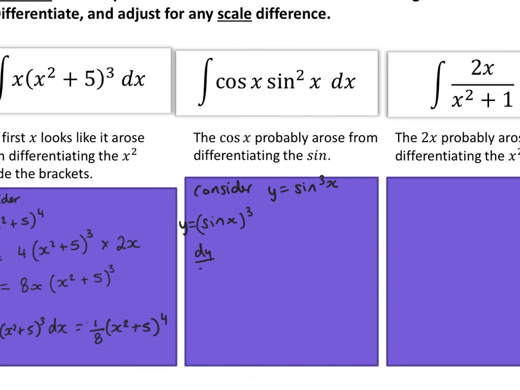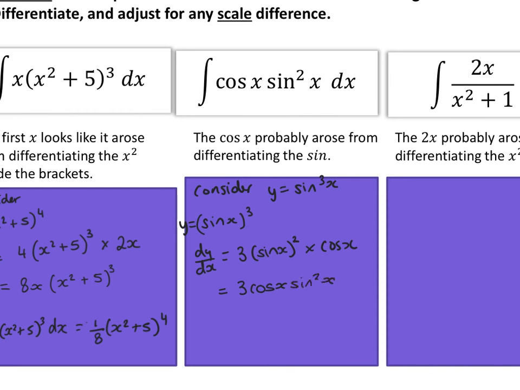When I differentiate this, I've got something cubed. So when I differentiate, I get 3 bracket squared, because we take away 1, multiply by the differential of the bracket. We know the differential of sine x is cos x. So then we're going to end up with 3 cos of x sine squared of x. Okay?